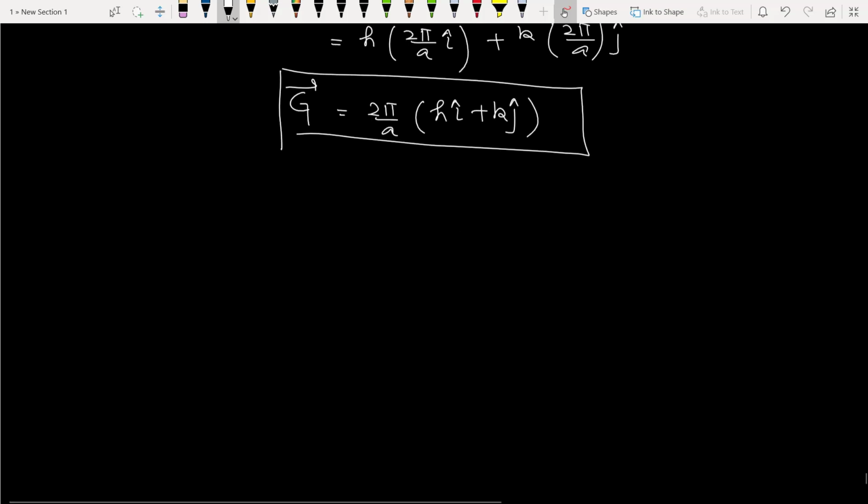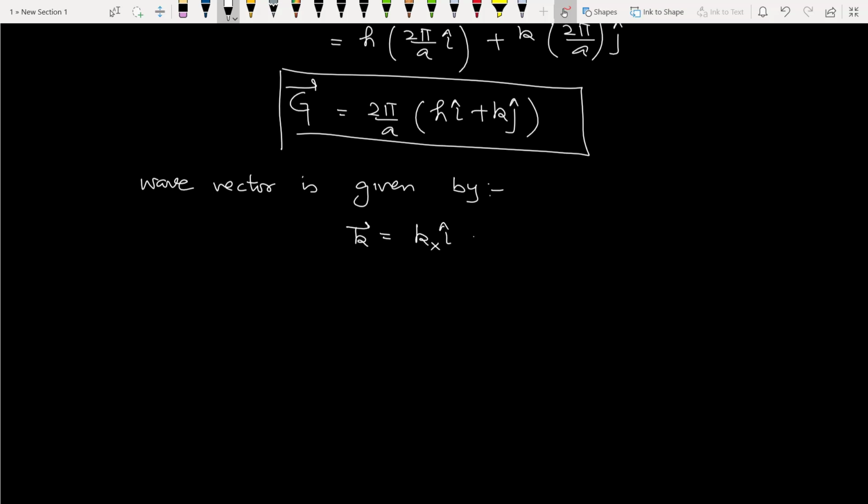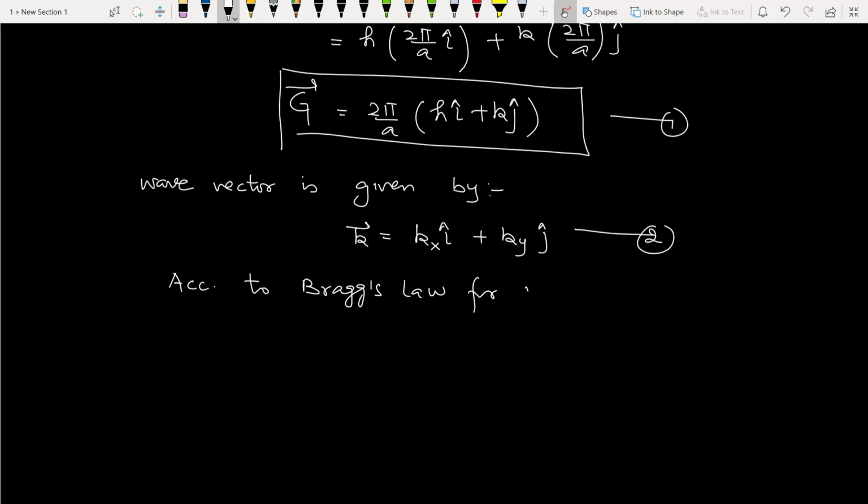As we know, the wave vector associated with X-ray in two dimensions will be kx i cap plus ky j cap. So we mark this as equation number 1, and this as equation number 2. Now we will apply Bragg's law for reciprocal lattice.